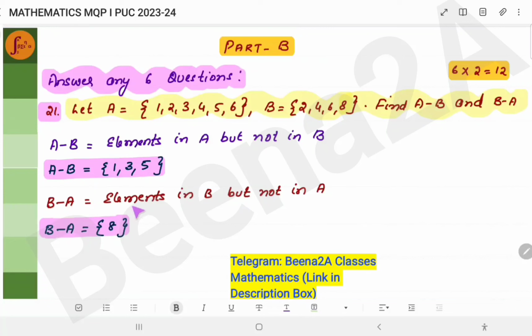B minus A is nothing but elements in B but not in A. So you should have elements in B that is not in A, which is nothing but 8. Because 2, 4, 6 is there in set A. 8 is not there in set A. So 8 is the answer.